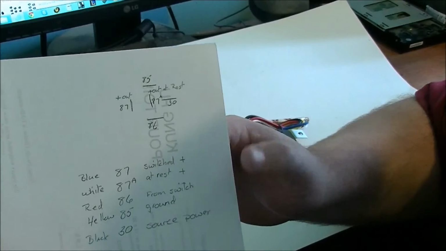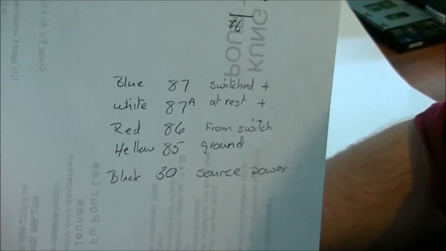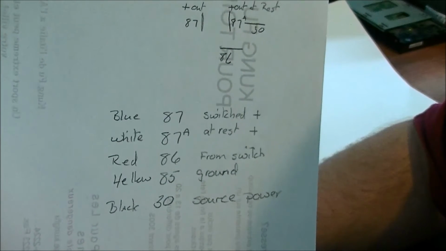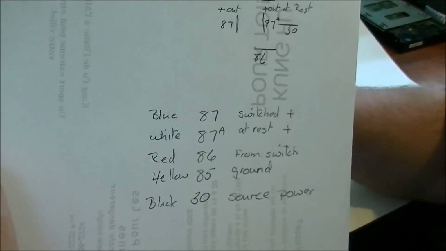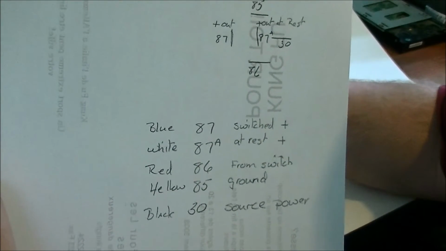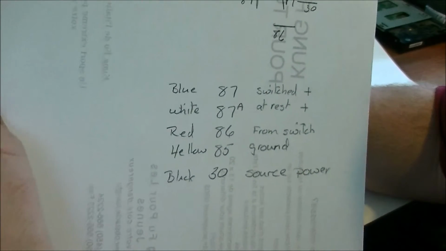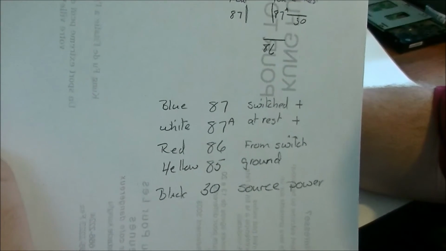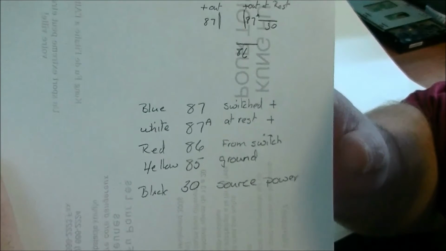Red is 86, and that one is from your switch, from inside your vehicle. Yellow is 85, and it's your ground. That's what you're going to touch to the frame. And then your 30 is your source power. So that's going to come from your battery. And do fuse it. It is important to fuse it. I know it's a pain in the ass.